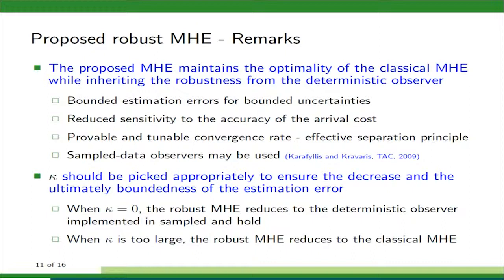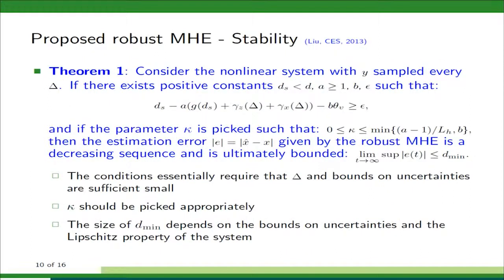It has provable and tunable convergence rate. This is very important from an output feedback control point of view, which means we may have effective separation principles in the design of output feedback control systems based on moving horizon estimation. If we use sampled-data observers, then we can reduce the requirement on the size of the sampling time, so we can use a relatively large sampling time.